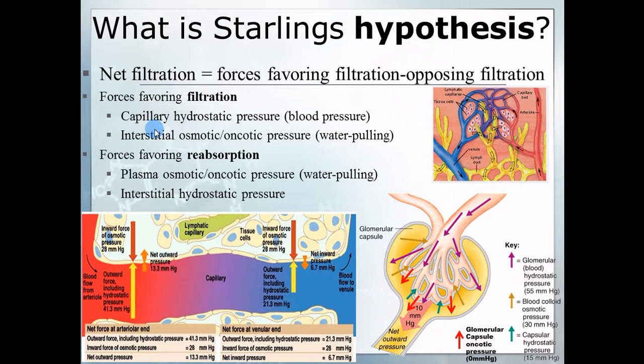And then the interstitial osmotic. This is the interstitial tissue, so the space between here. This would be the colloids, like proteins. It would be salt that's out here. It could be sugar that's out here. It could be anything that's out here that's pulling the water.